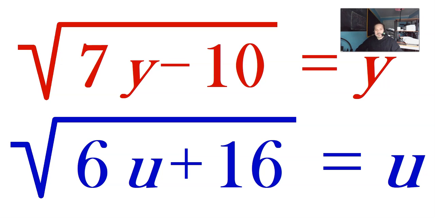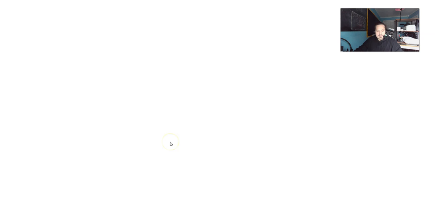Welcome friends, in this one, let's take a look at solving these two equations. Square root of 7y minus 10 equals y, and then the square root of 6u plus 16 equals u. Let's get going. For the first one, we will solve as follows then.